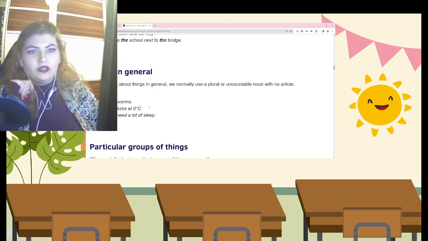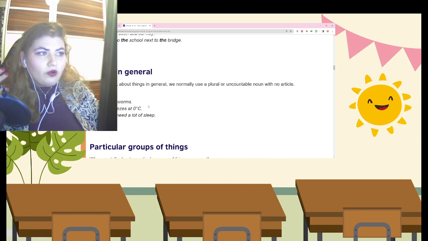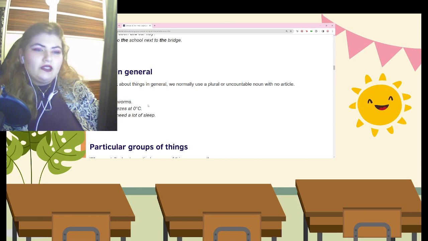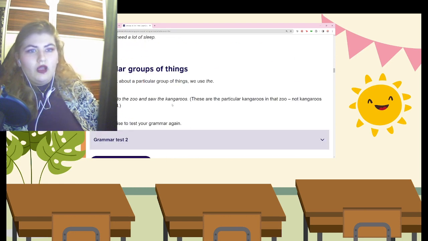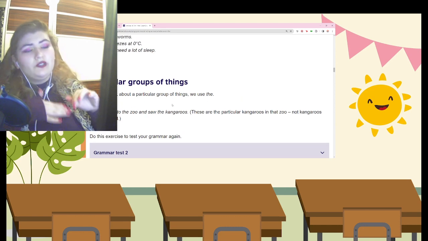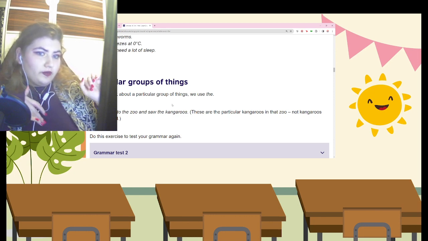Things in general. When we talk about things in general, we normally use a plural or uncountable noun with no article. Birds eat worms. Water freezes at 0 degrees. Children need a lot of sleep. Particular group of things. When we talk about a particular group of things, we use the. We went to the zoo and saw the kangaroos.